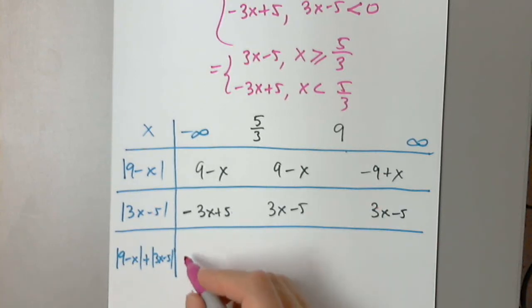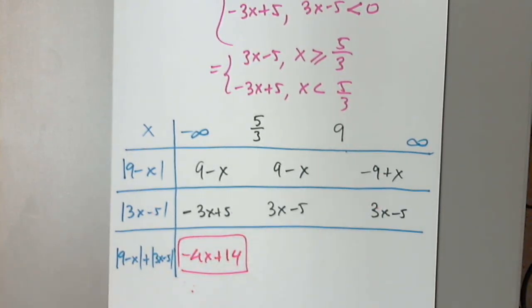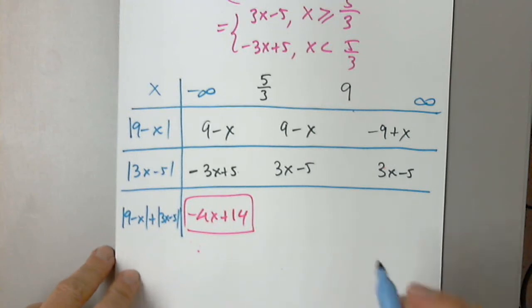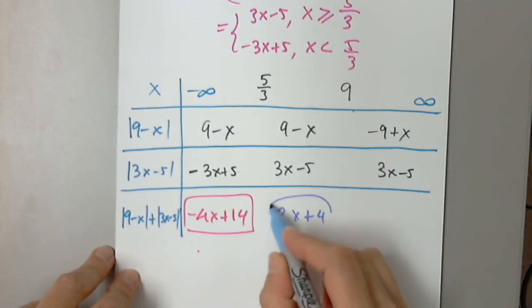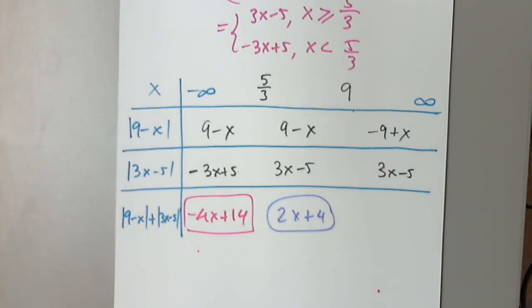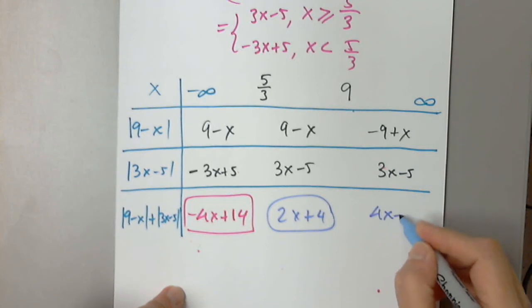Negative 4x plus 14, indeed. That's the first piece. Awesome. In the middle, please, anyone add up? 2x plus minus 4. Very good. 2x plus 4. Excellent. That's the second piece. And now finally, 4x minus 14.